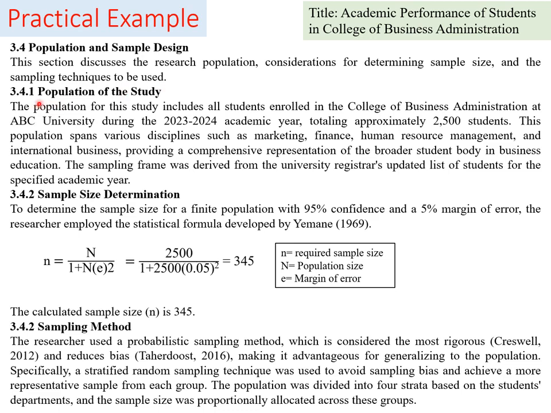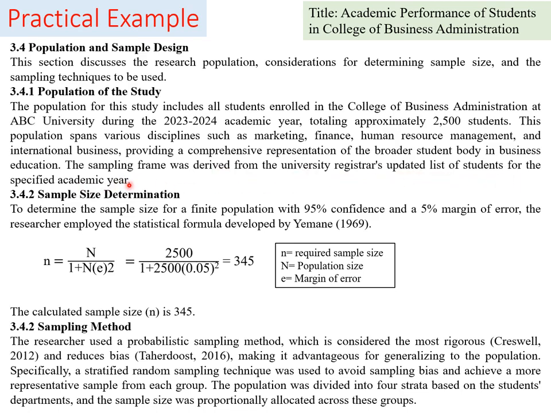The population of the study is all the enrolled students of the College of Business Administration at ABC University during the 2023 to 2024 academic year, totaling approximately 2,500 students. This population spans various disciplines such as marketing, finance, human resource management, and international business, providing a comprehensive representation of the broader student body in business education. The sampling frame will be derived from the university registrar's updated list of students for the specific academic year.